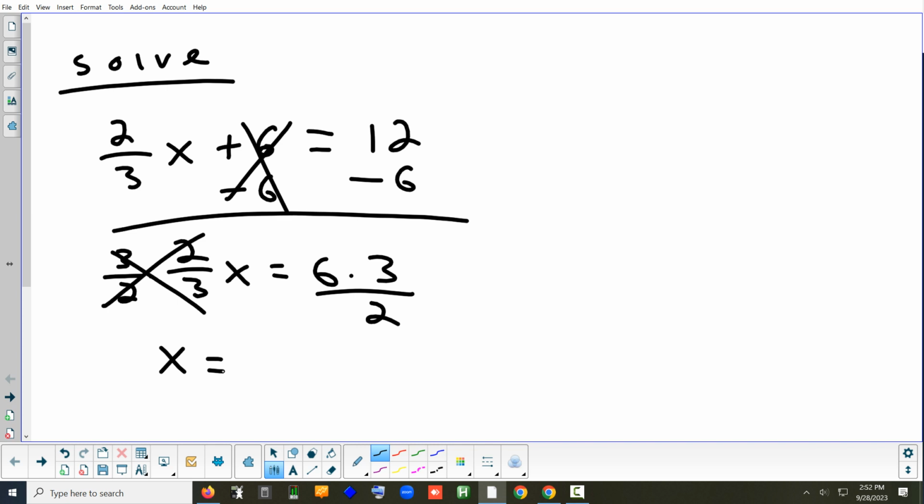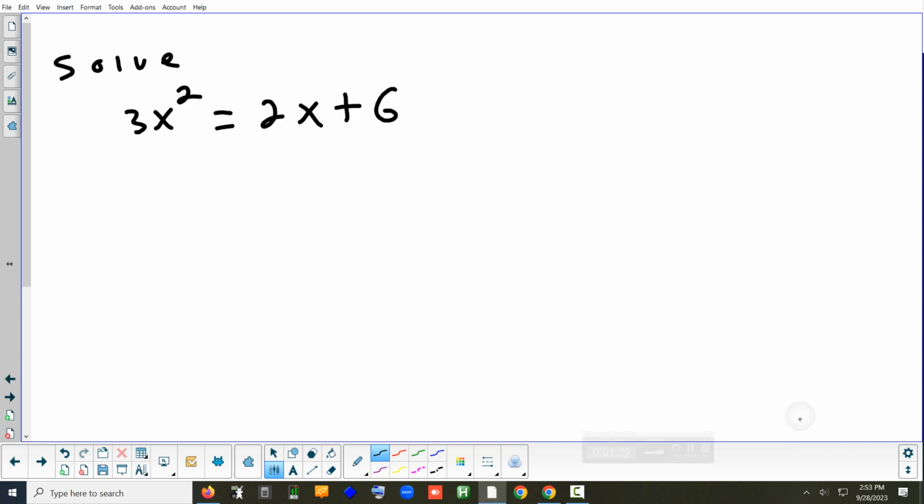And we get what for a final answer for x? 9. Yep, x equals 9. So that's solving a linear equation, pretty basic, not a lot of steps. Any questions on that one?